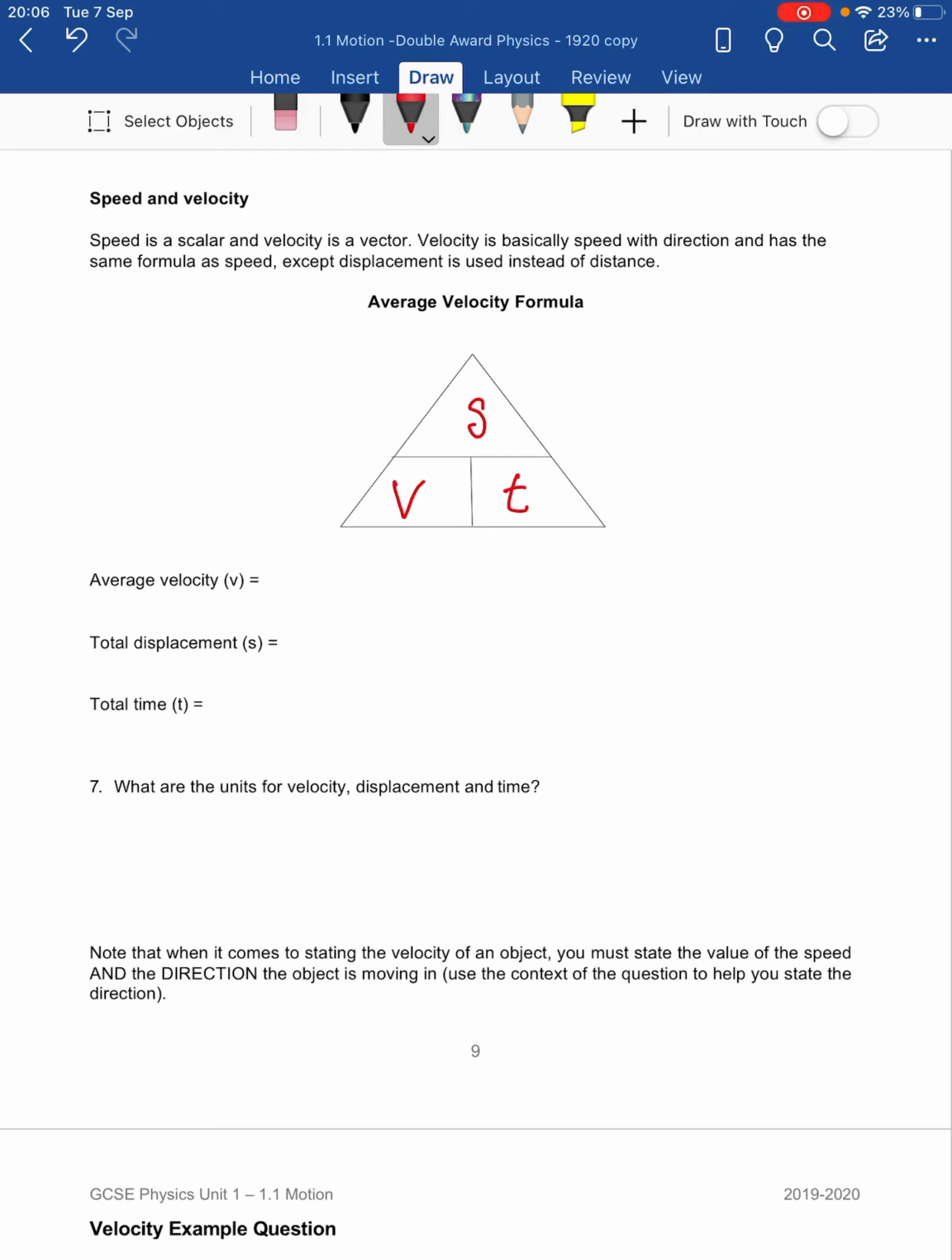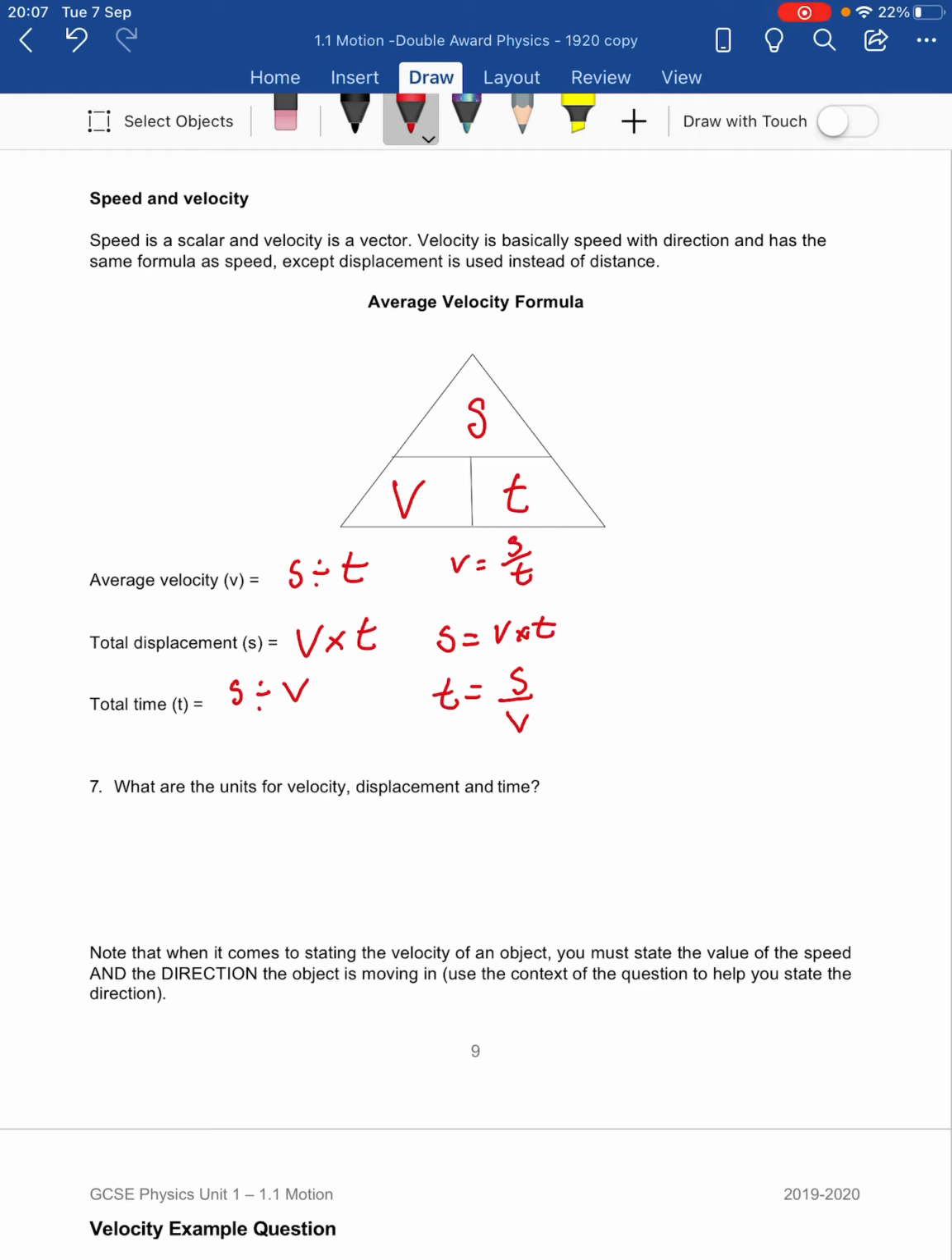Average velocity is displacement divided by time. Total displacement is velocity multiplied by time. And time is displacement divided by velocity. So you could just write that as v equals s over t, s equals v times t, and t equals s over v.